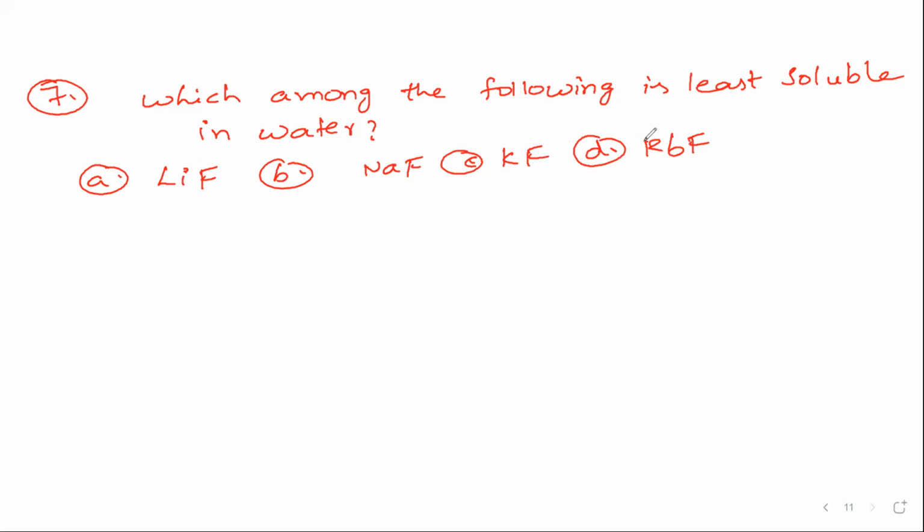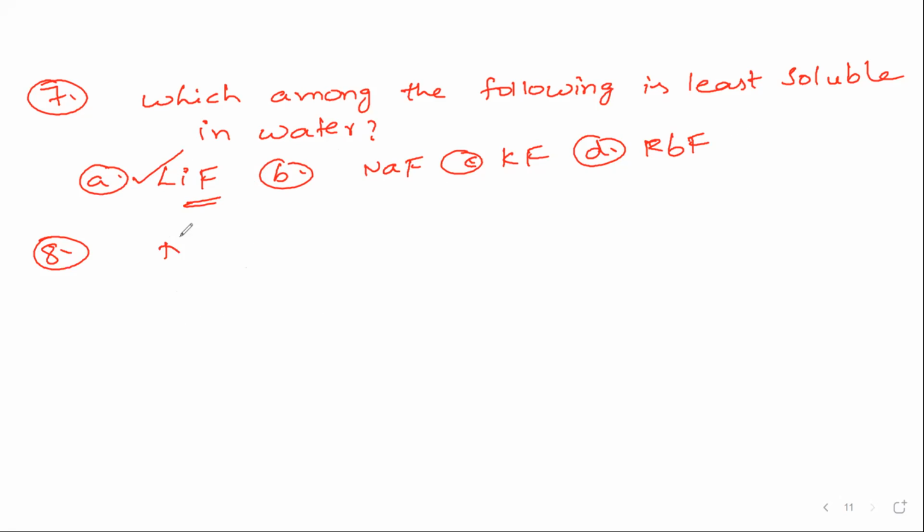So we already know ionic compounds are soluble in water, but in this, which is least soluble in water? Usually lithium compounds are covalent, but lithium fluoride is ionic. So the answer will be option A, that is lithium fluoride. Even though it is ionic, it is still least soluble in water. Next question. This type of questions are important from an objective point of view.